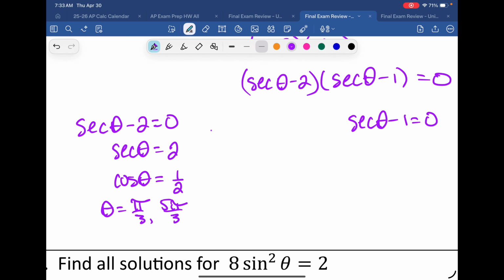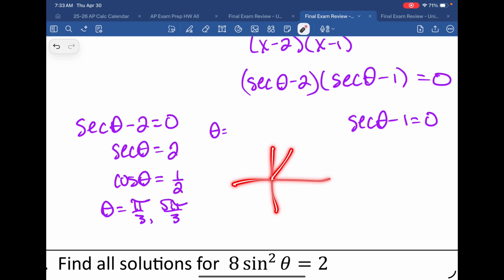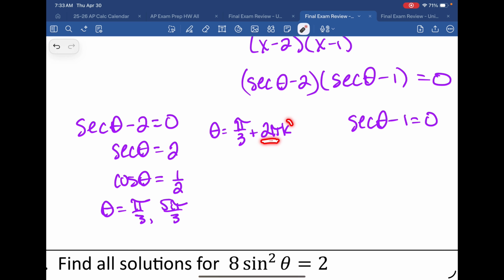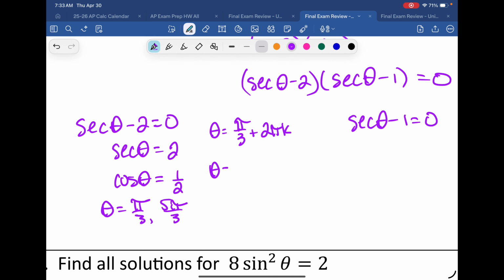So it asks for all solutions. So this includes any kind of rotation. So pi over 3 right here, but I can rotate around and get there again. Rotate around and get there again, and again and again. So to show that, we say pi over 3 plus 2 pi k, 2 pi being a rotation, k being the number of times that you rotate. I'll do the same thing with 5 pi over 3.